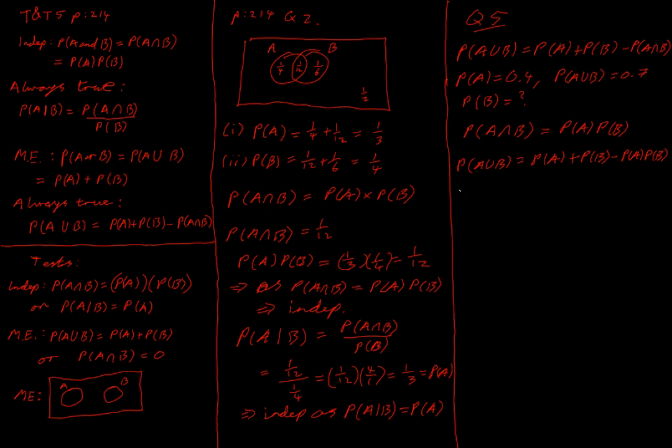Now I can sub in what I know and solve. So 0.7 is equal to 0.4 plus the probability of B minus the probability of A, which is 0.4, multiplied by the probability of B. Doing a little bit of subtracting and rearranging, I get 0.3 is equal to 0.6 times the probability of B. Divide both sides by 0.6 to get the probability of B by itself. And I get a half is equal to the probability of B.